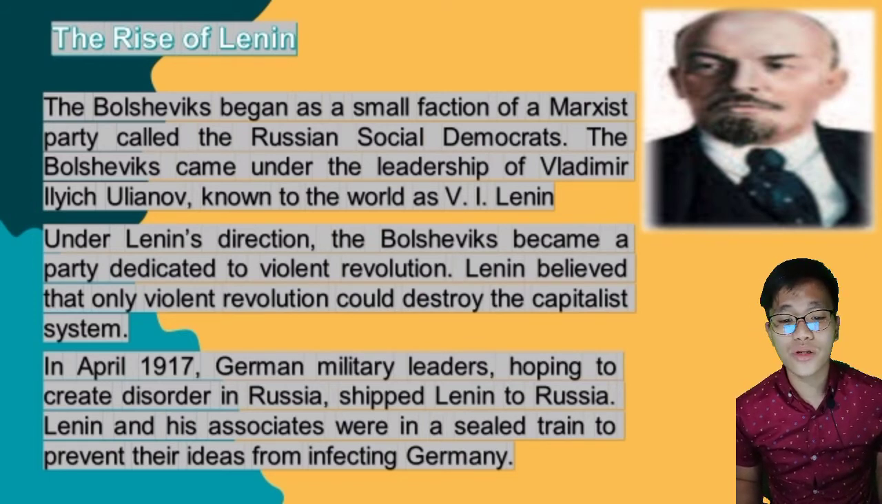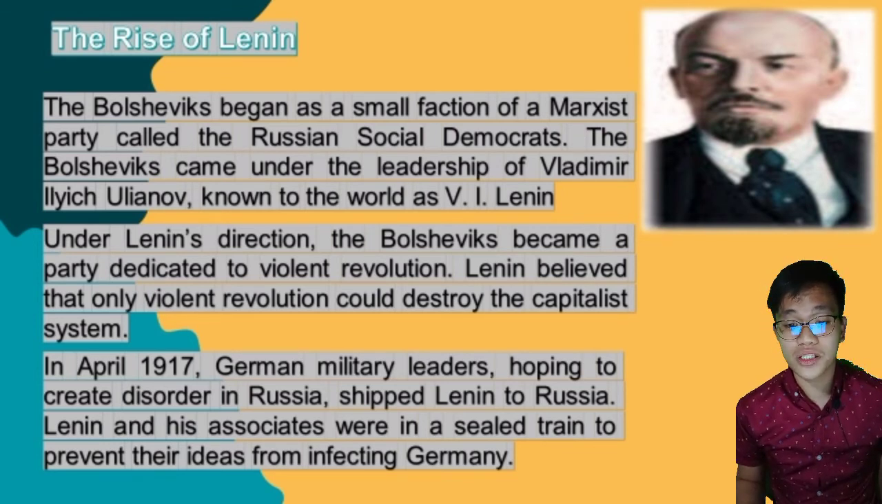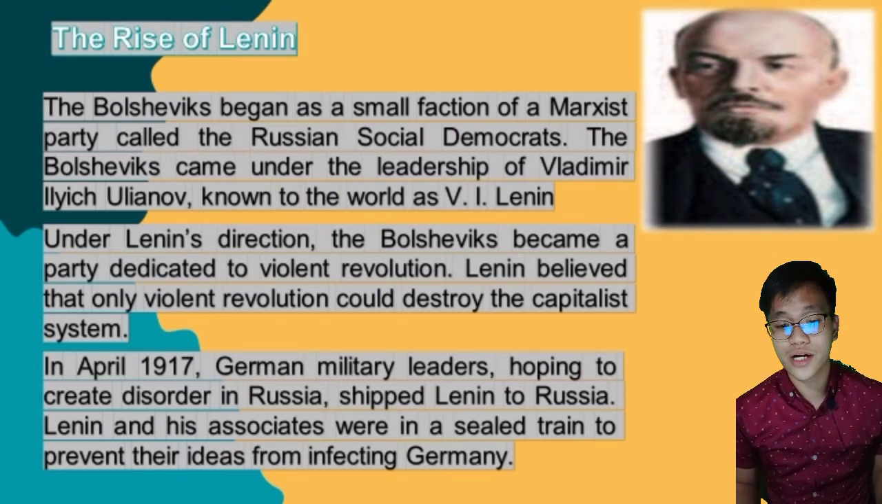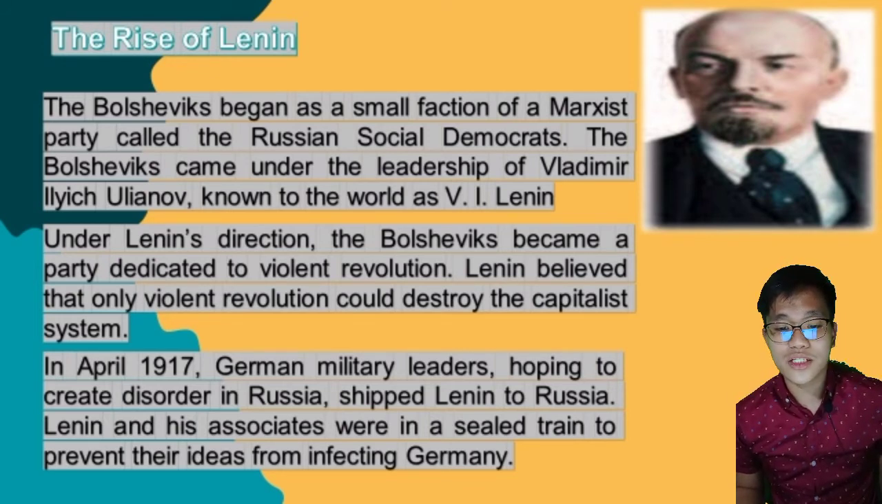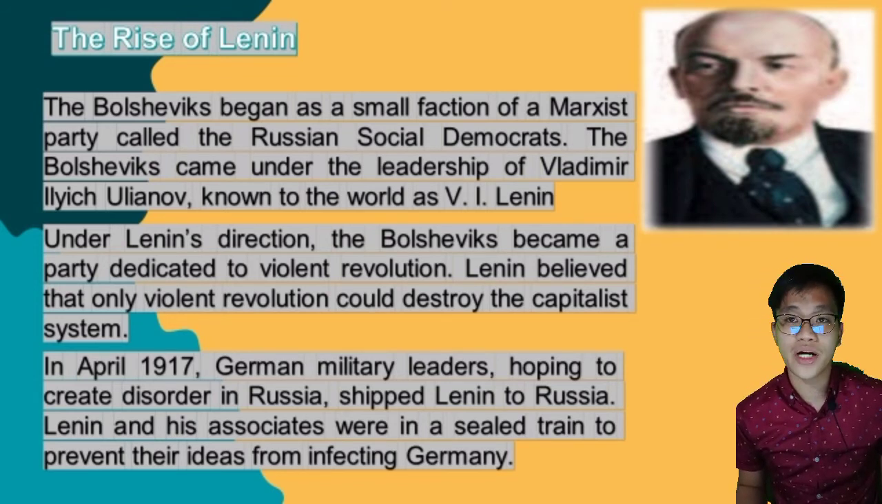Lenin believed that only violent revolution could destroy the capitalist system. A vanguard, a forefront of activists, he said, must form a small party of well-disciplined professional revolutionaries to accomplish the task. Between the 1900s and 1917, Lenin spent most of his time abroad. When the provisional government was formed in March 1917, he saw an opportunity for the Bolsheviks to seize power.